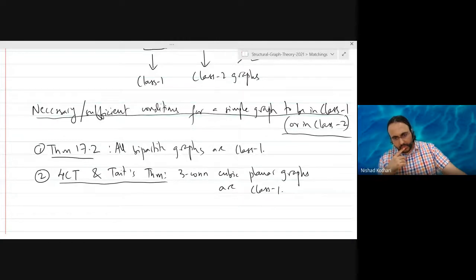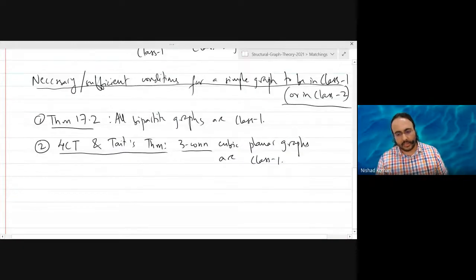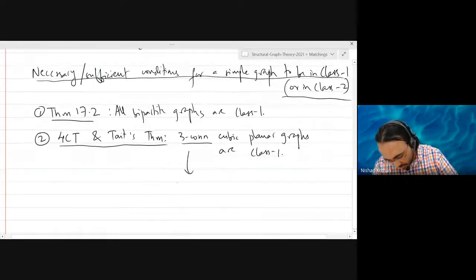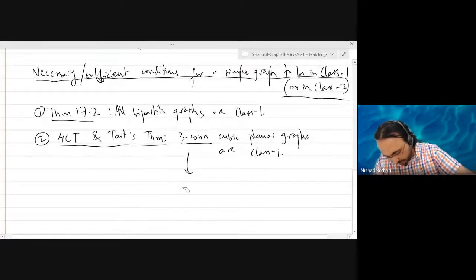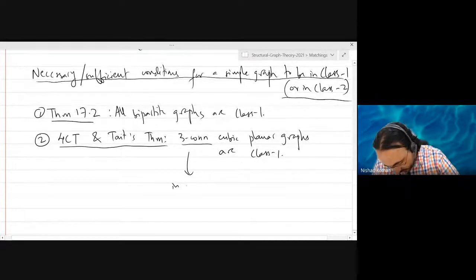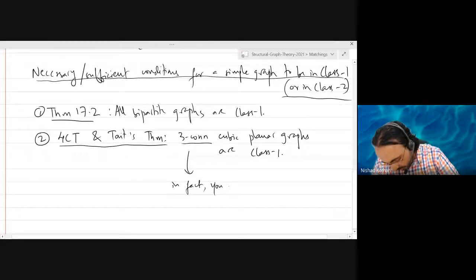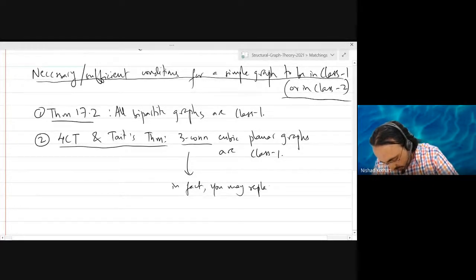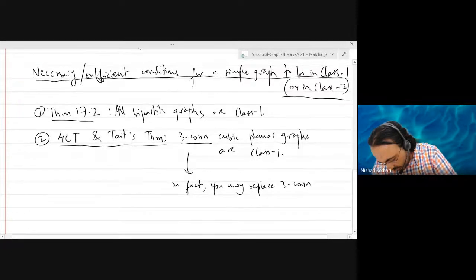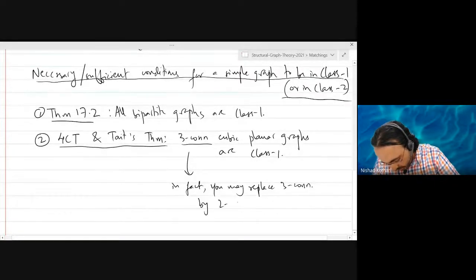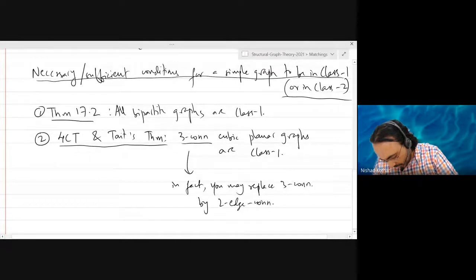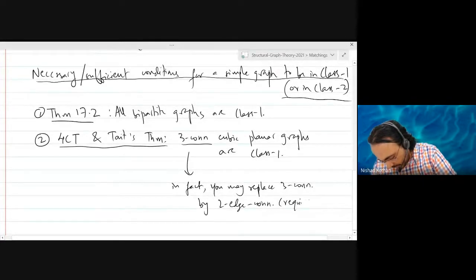It turns out that you can actually weaken this condition. You don't actually need three connected. You can weaken three connected to two edge connected. So, in fact, you may replace three connected by two edge connected. Of course, it requires a proof, but you can try that on your own. I'll put it as a try it yourself.